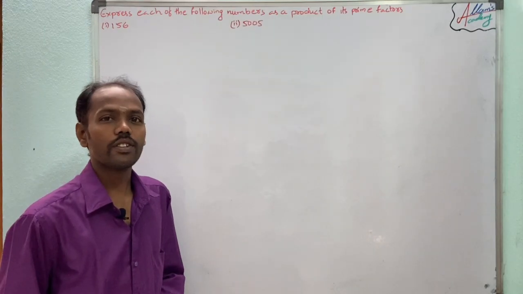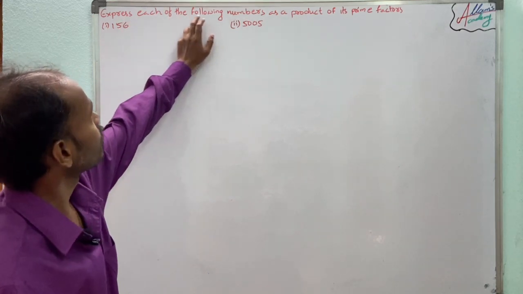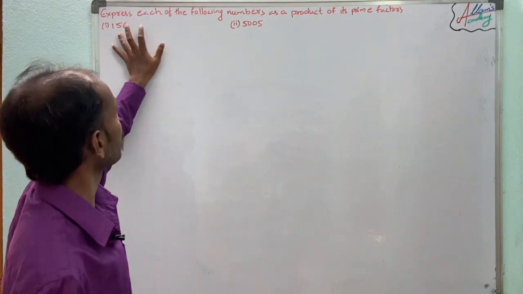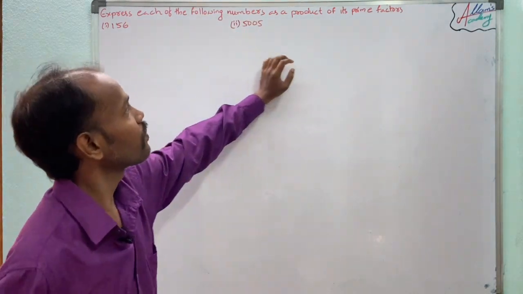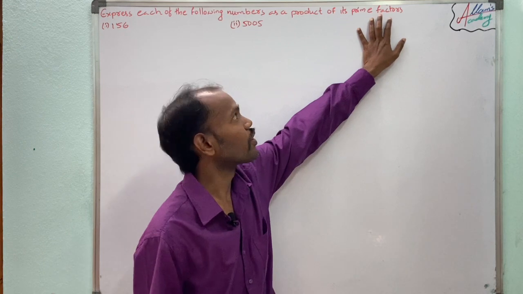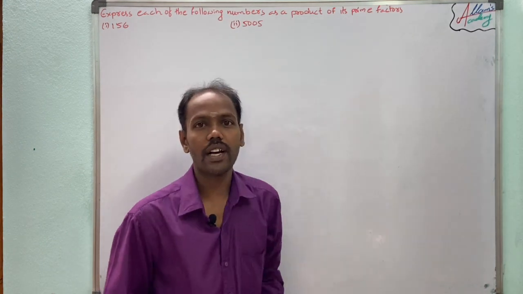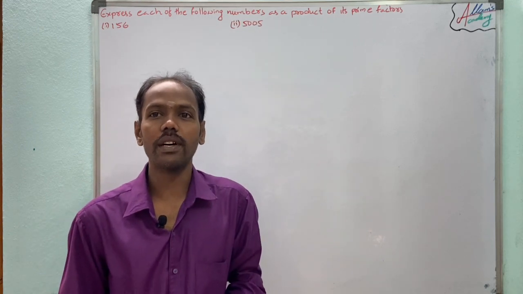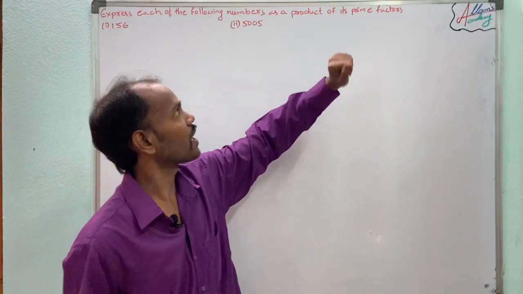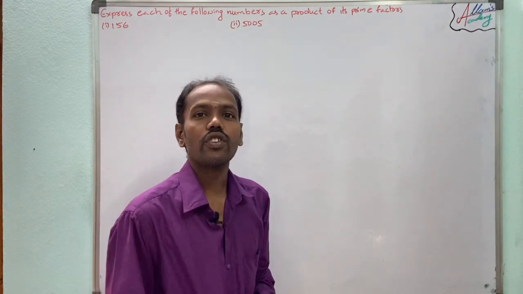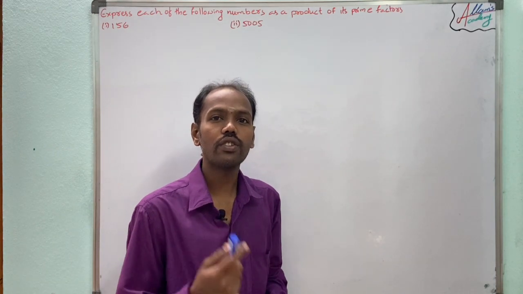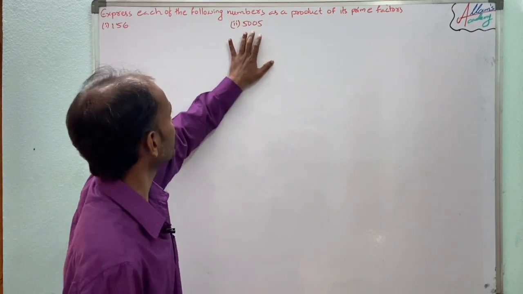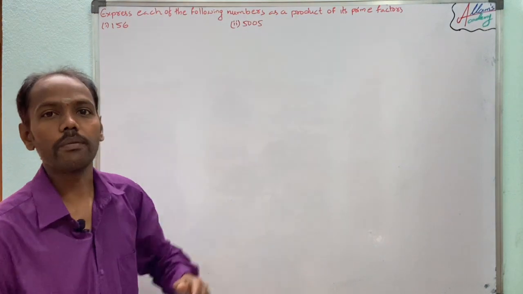Here the problem given is: express each of the following numbers as a product of its prime factors. So we want to write the given numbers into prime factors. We already know about prime and factor. Factor means the number by which the given number is divisible. And a prime number is a number which has only two factors, one and itself. So we want to write the given numbers as products of primes.